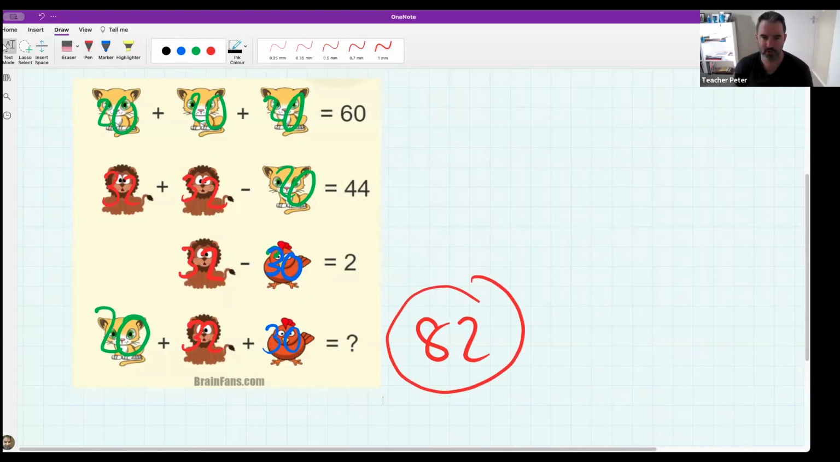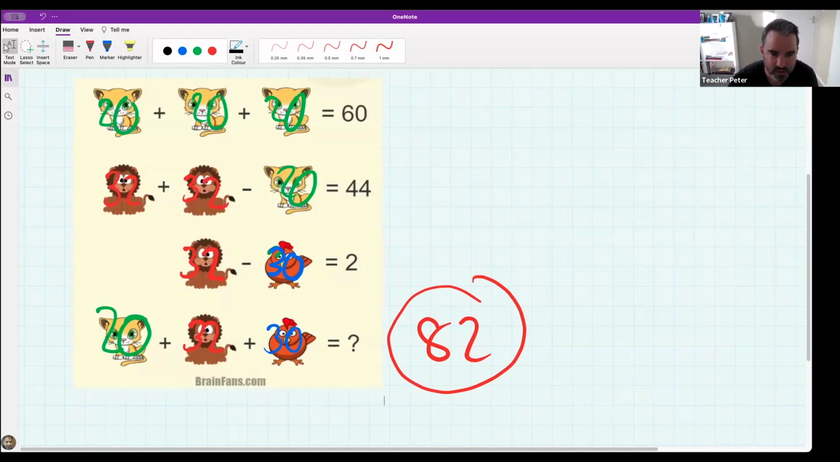So if you ever go on a game show and they have these puzzles, you guys are going to be wowed. You'll know exactly what to do.